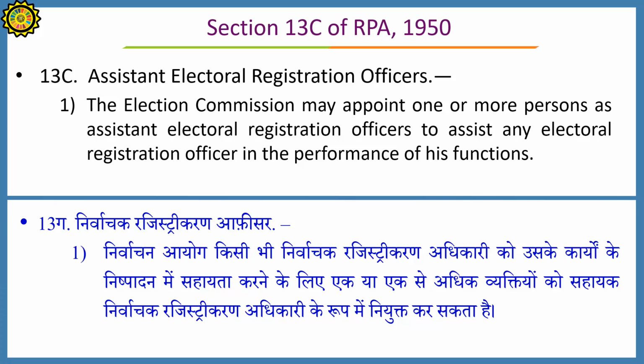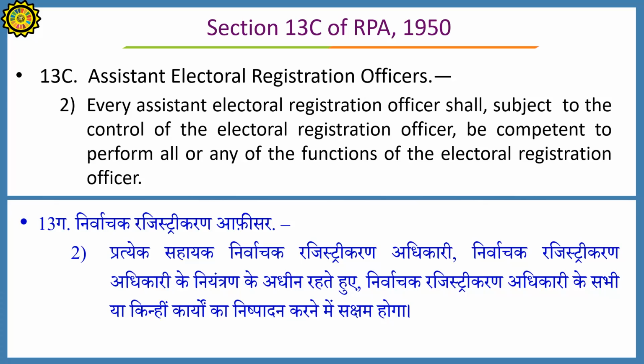Section 13C is about Assistant Electoral Registration Officers. Its subsection 1 says the Election Commission may appoint one or more persons as Assistant Electoral Registration Officers to assist any ERO in the performance of his functions.